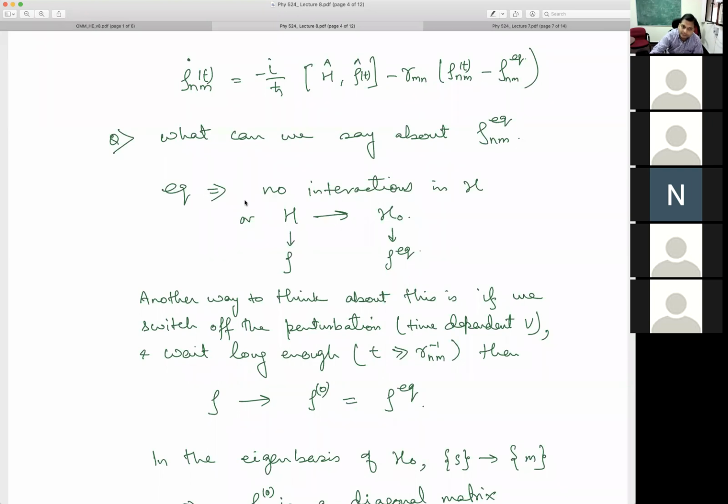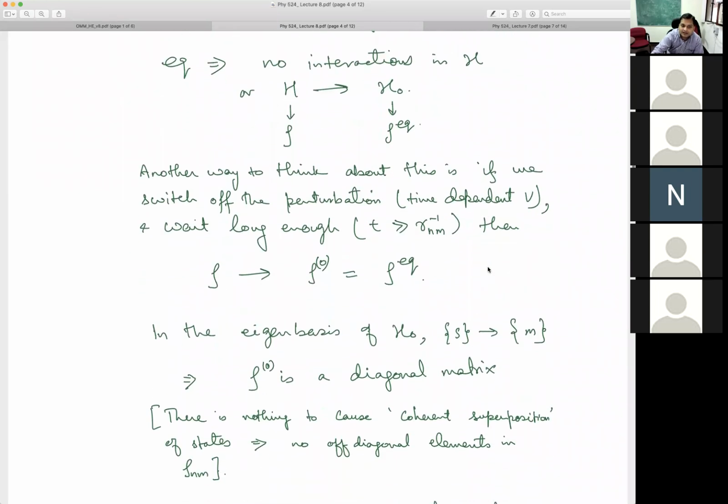Equilibrium is when there are no interactions in H, or H goes to H naught, and corresponding to H I had this rho, the general density matrix, and corresponding to H naught I'll have rho equilibrium. Another way to think about this is we switch off all the perturbation, the time-dependent V, and wait long enough, T larger than gamma inverse, then of course rho goes to rho 0, which is the rho of H naught, just the rho equilibrium. Right now I'm just saying this in words, but I'll show this explicitly at the end of today's class.